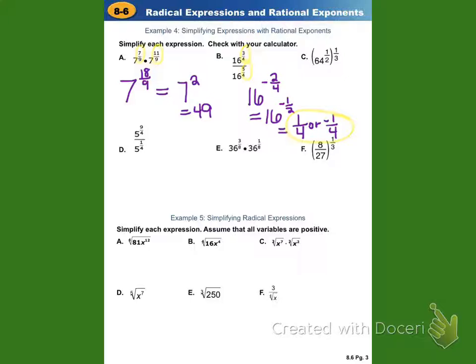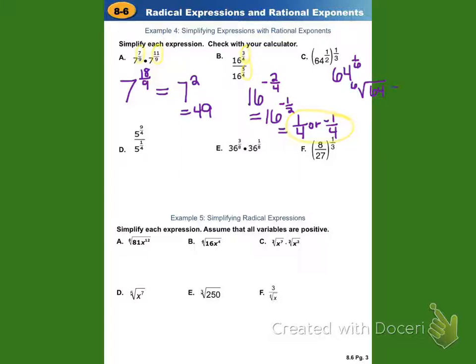Now with C, we're raising a power to a power. When we raise a power to a power, we actually have to multiply. So we're going to be multiplying those exponents, and the base will be 64. If we multiply the exponent of a half by the third, I actually get 1/6. That's really the same as taking the 6th root. That just means taking the 6th root of 64 and raising it to the first.